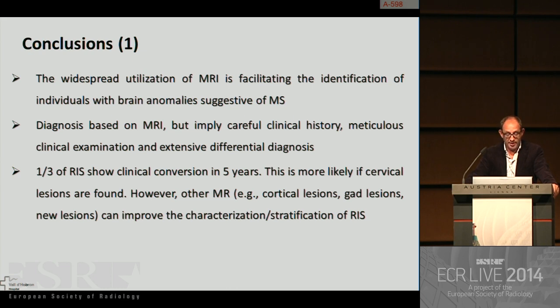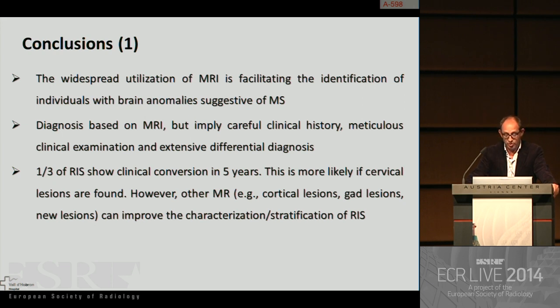So let me conclude by saying that the widespread use of MRI is facilitating the identification of individuals with brain anomalies suggestive of MS. The diagnosis is based, obviously, on brain or spinal cord MRI, but it implies a careful clinical history, clinical examination, and extensive differential diagnosis in order to avoid any overdiagnosis of this condition. Also, we know that one third of these subjects will convert to clinical MS within the next 5 years, and this is more likely if we demonstrate the presence of cervical cord lesions.